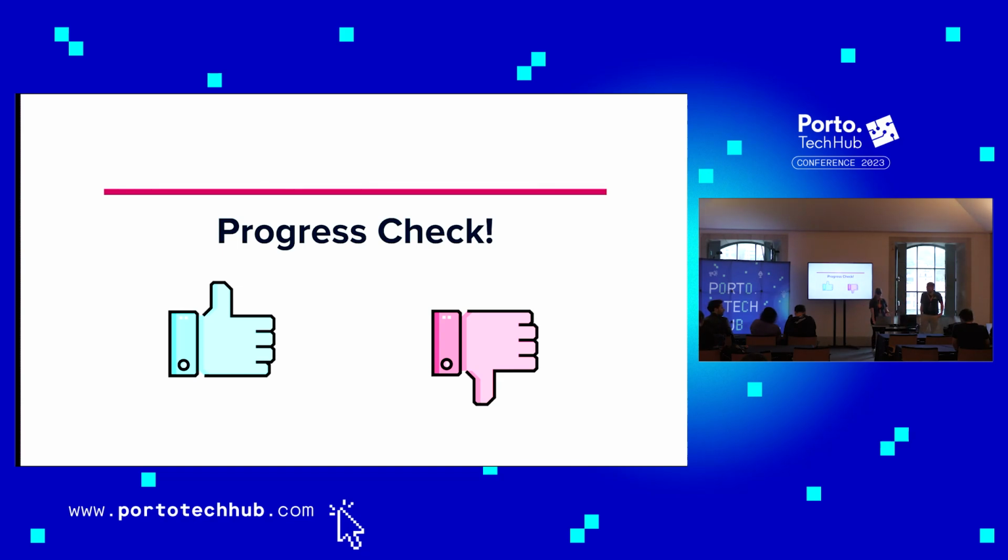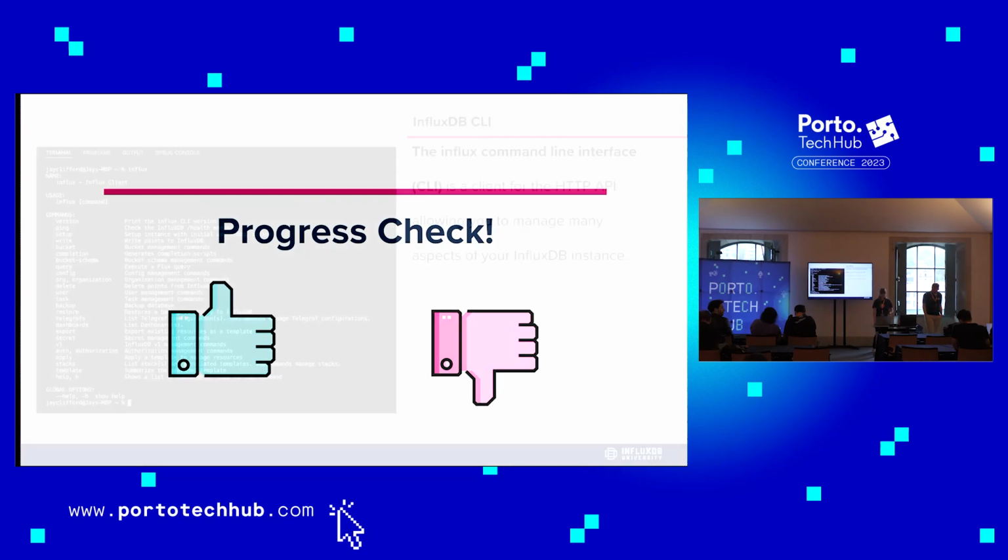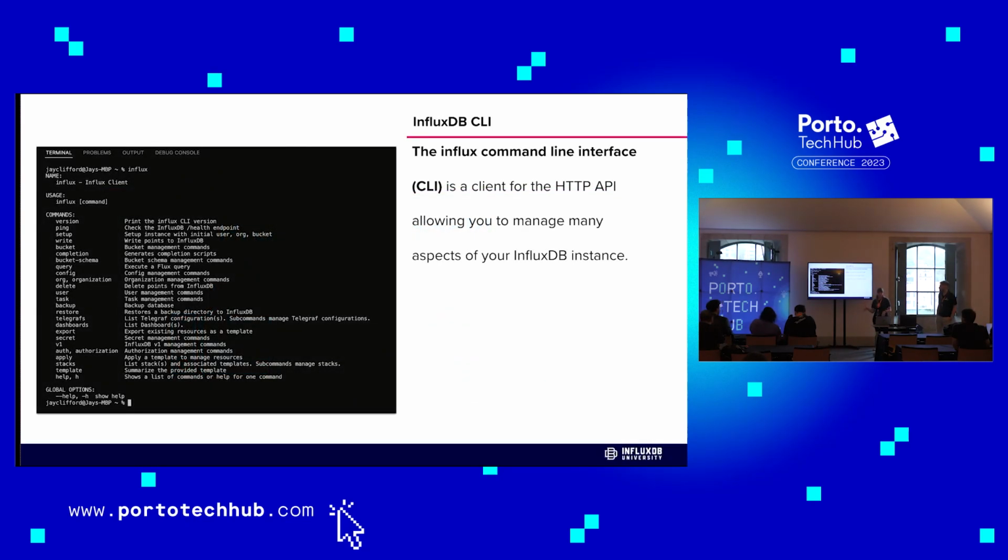We're still here. All right, so the InfluxDB CLI is the command line interface. It basically is a client for the HTTP API, allowing you to manage many aspects of your InfluxDB instance. Let's see if I can zoom in here, but basically what this will allow us to do in particular is we'll be able to see our auth list. We can do things like create organizations, and specifically for us, we're actually going to use this to create buckets and to write data. So these are just a few of the commands that you can use.